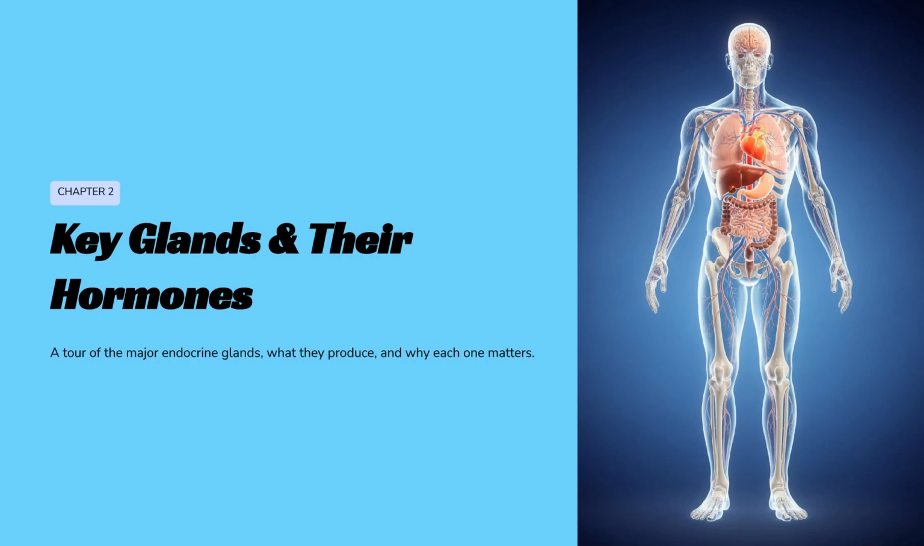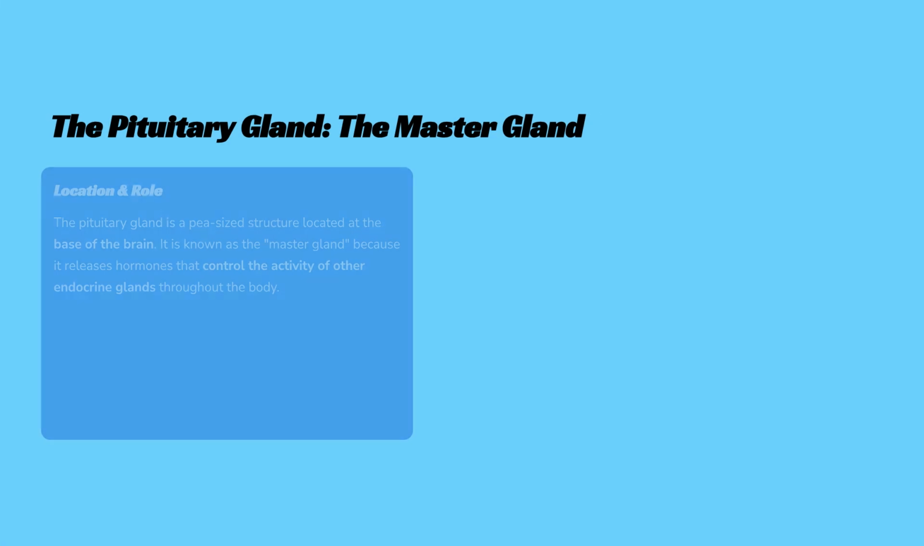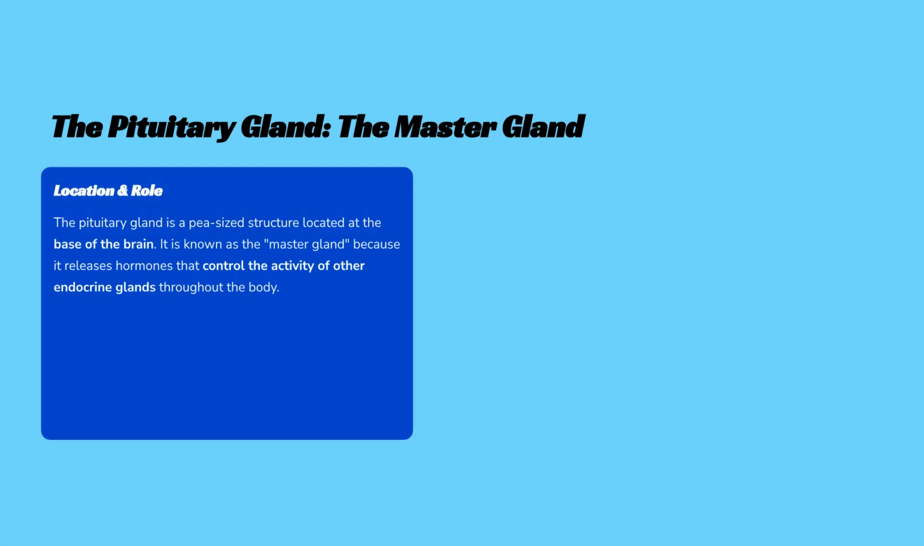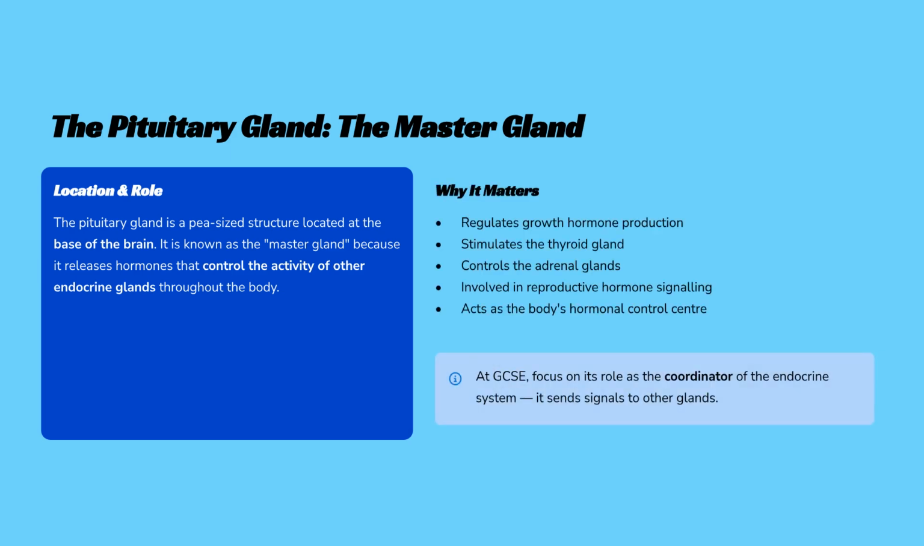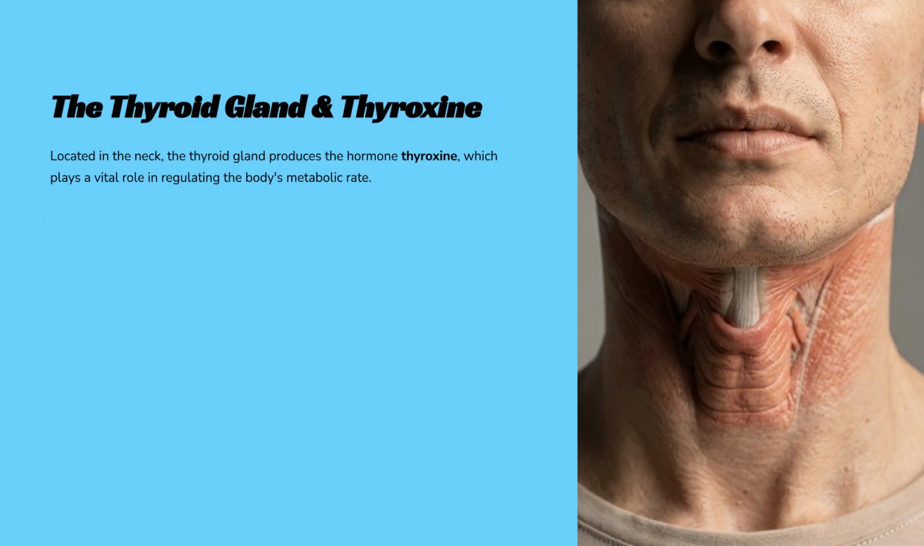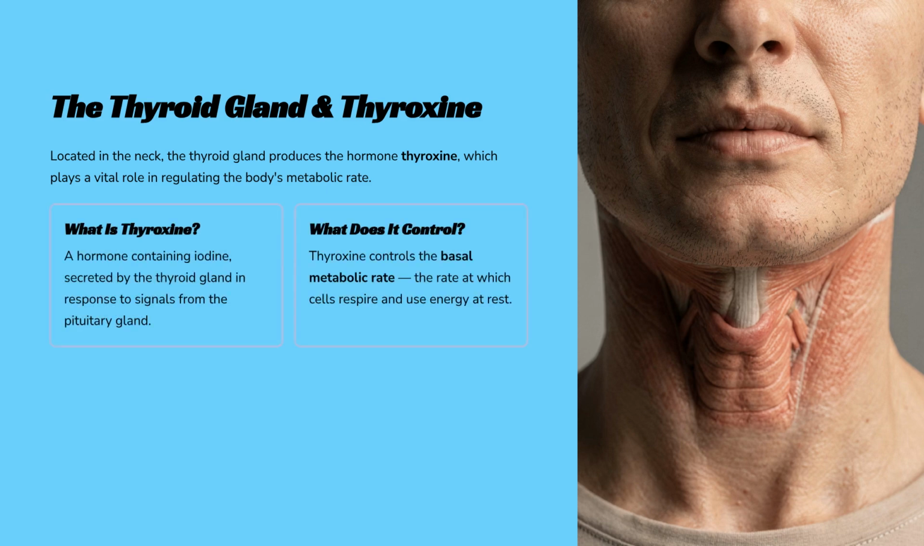Chapter 2 provides a tour of the major endocrine glands, what they produce, and why each one matters. The pituitary gland, located at the base of the brain, is the master gland. It controls other endocrine glands and is the body's hormonal control center. The thyroid gland in the neck produces thyroxine, which regulates the body's basal metabolic rate. Thyroxine contains iodine and is secreted in response to signals from the pituitary gland.